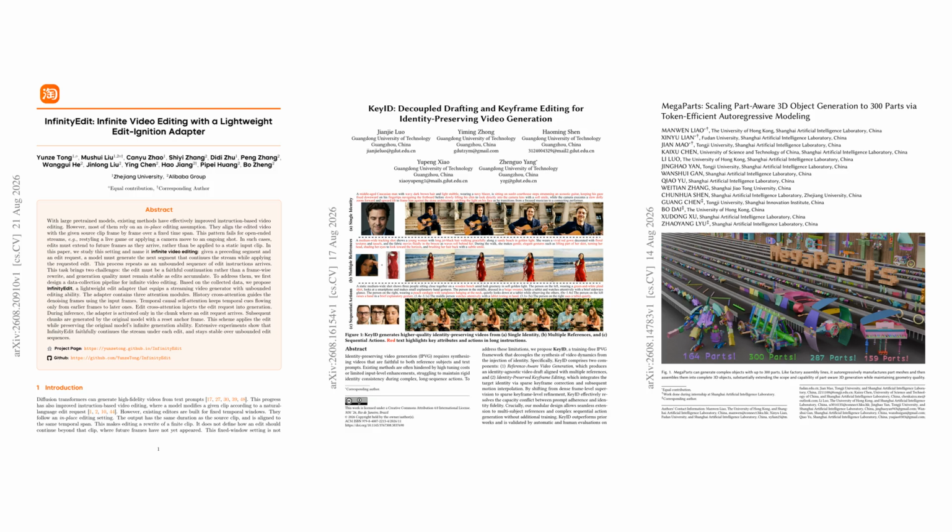AI video and 3D systems are starting to move beyond fixed outputs. They can extend an ongoing scene, preserve a person's identity by correcting only a few keyframes, and generate objects with hundreds of explicit parts. That matters because the bottleneck is shifting from raw synthesis to controllable, scalable structure, bounded memory, long context, and constraints that remain stable over time.